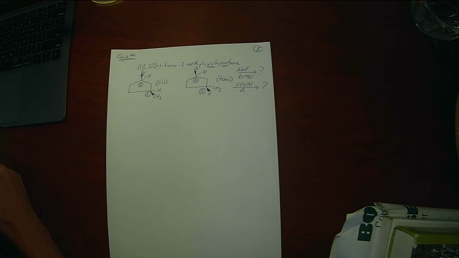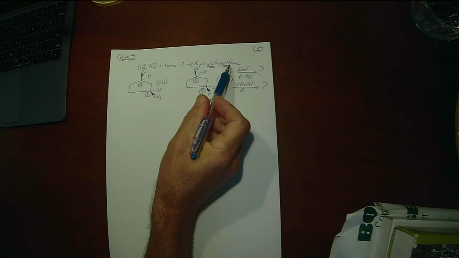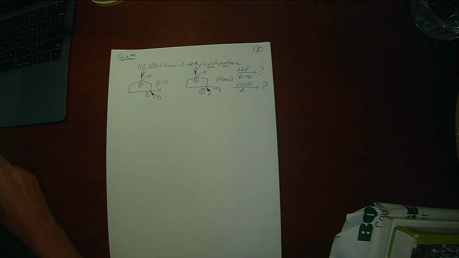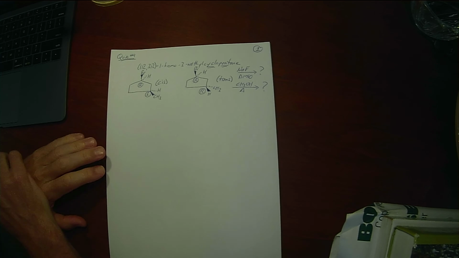So I've just shared my screen. You should be seeing a piece of paper on my desk that says Quiz 9. And we're working with 1R, 3R, 1-bromo, 3-methyl cyclopentane. So it's a 5-membered ring. The first battle is to make sure we draw 1R, 3R, 1-bromo, 3-methyl cyclopentane correctly.